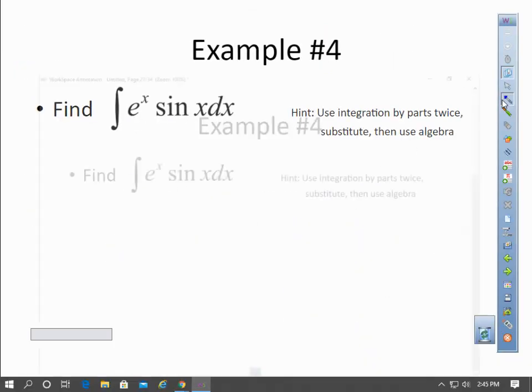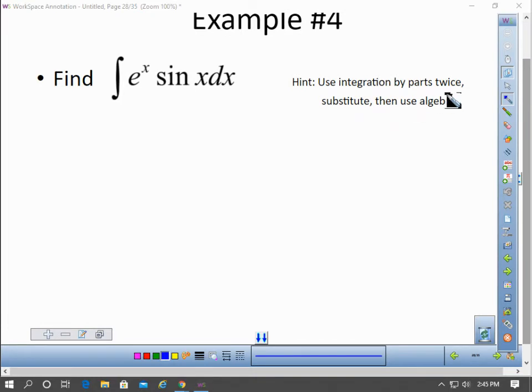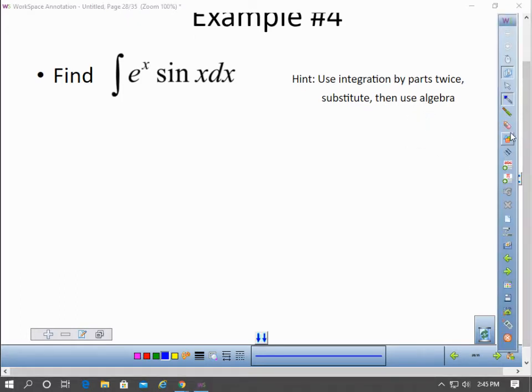All right, this one says we're going to have to use integration by parts twice. Notice there's no polynomial, so bummer, no tabular method. All right, use integration by parts twice, and then we're going to do a substitution and then use algebra. All right, so hang in there. We got this one. Okay, so let me show you here.